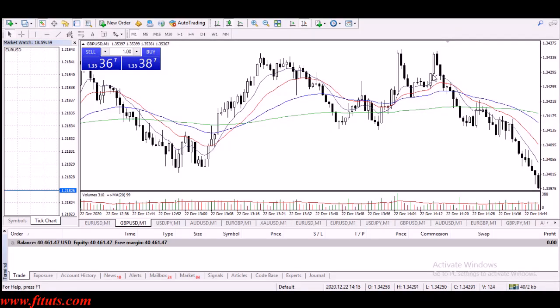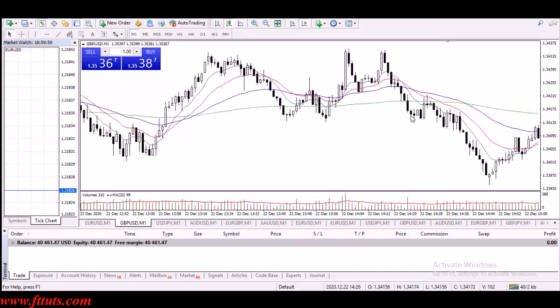Okay, but you don't buy from here. Why? Because you don't have these fast EMAs coming from below EMA 200 and going up. Even here it was not enough. Okay, this one is a great buy.